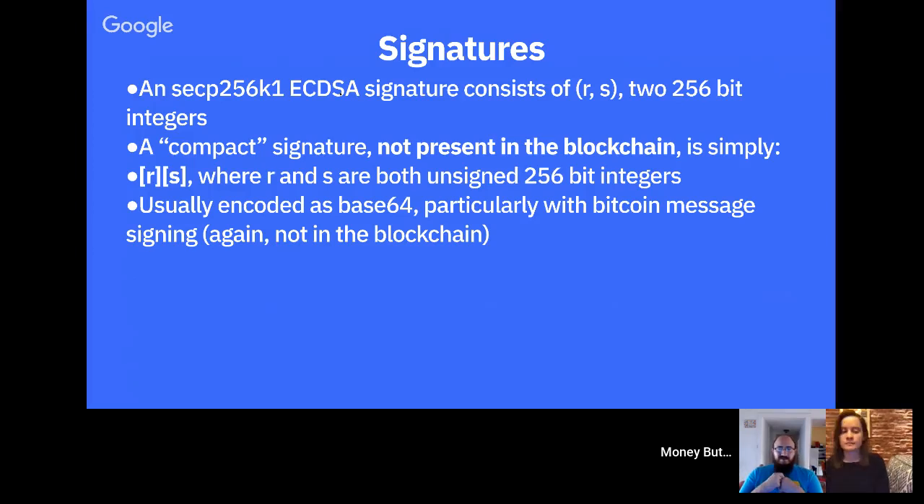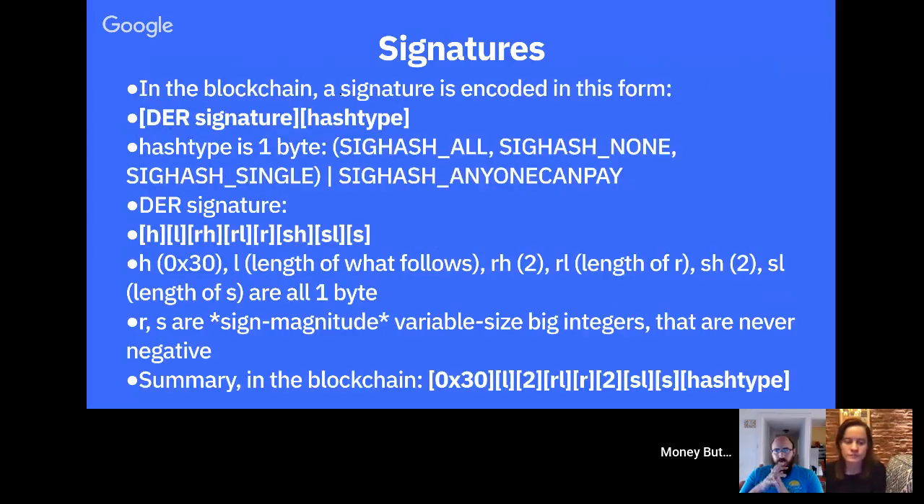You can have a compact signature, which would be the obvious way to do it, which is just 2 values. This is usually encoded in base 64 if you see it with Bitcoin message signing, and that's exactly what we covered yesterday, and we'll link to that. But that's not what's in the blockchain. The way you see it in the blockchain is in DER format, again because that's just what OpenSSL used. What DER format looks like is you start with a DER signature followed by a hash type. The DER signature is right there: header, length, R header, R length, R, S header, S length, S.